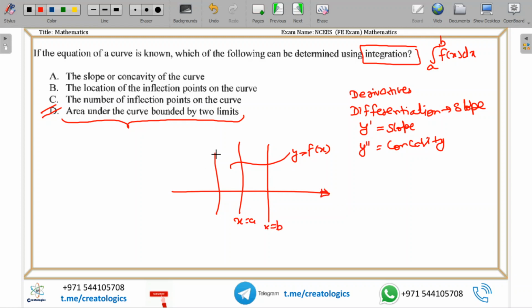So if you know all about this, this question will take hardly 10 to 15 seconds, right? So using the integral you can find the area. Using the differential you can find the concavity, slopes, inflection point and all. Okay, let's move to the next question then.